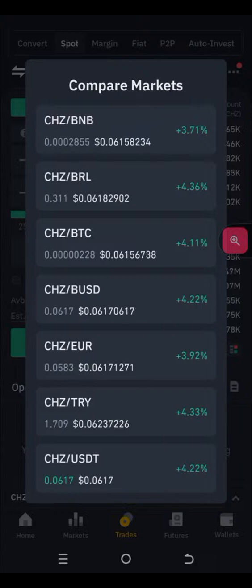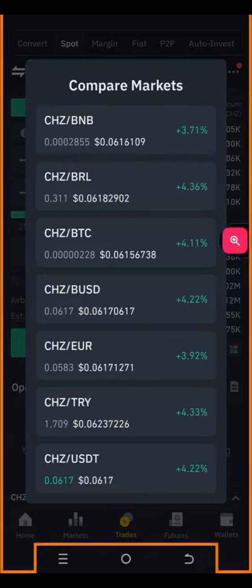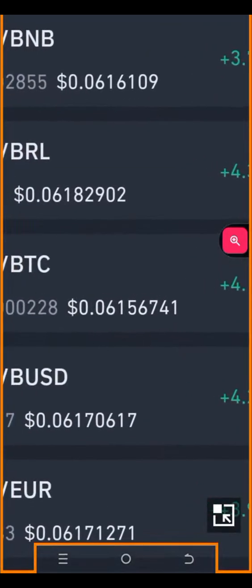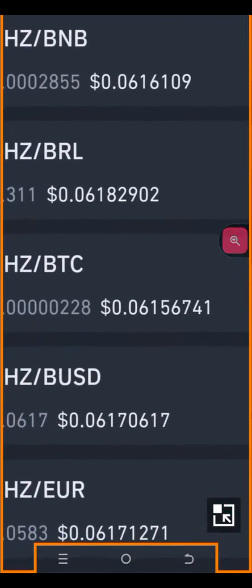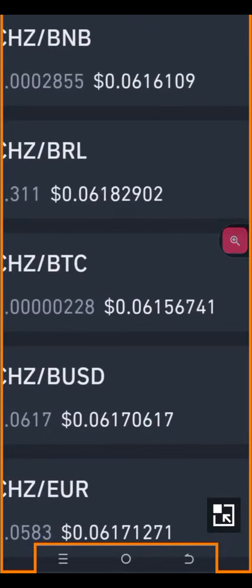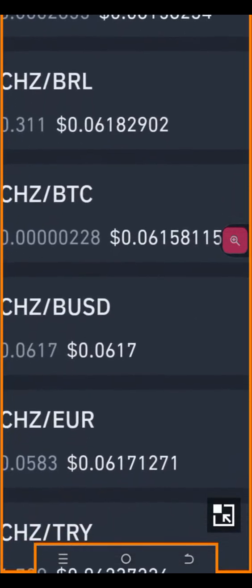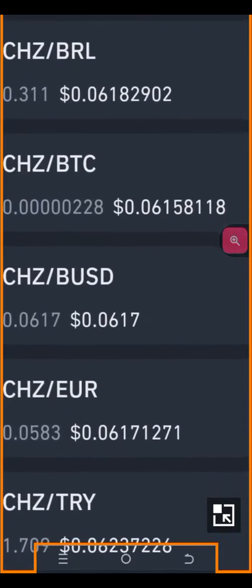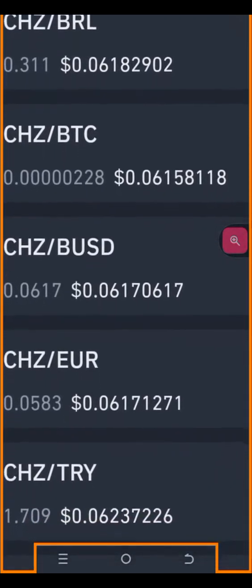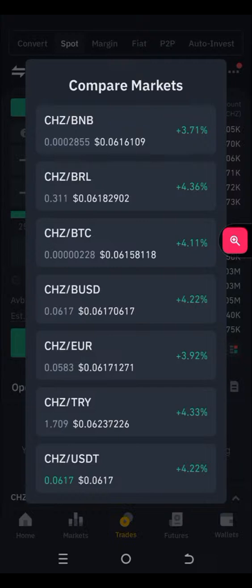So let's take a quick look at this. Let me enlarge this for you to see. Good. We have 0.0616 at BNB. Okay, 0.0616, 0.0618 at BRL. BTC is 0.0615, 0.0617. Wow. Then EUR. So normally I like to use the base currency as USDT. Reason being, it's easier for me to work with. Well, at times I may have to change.